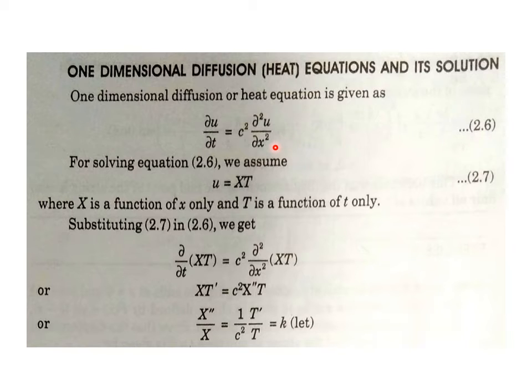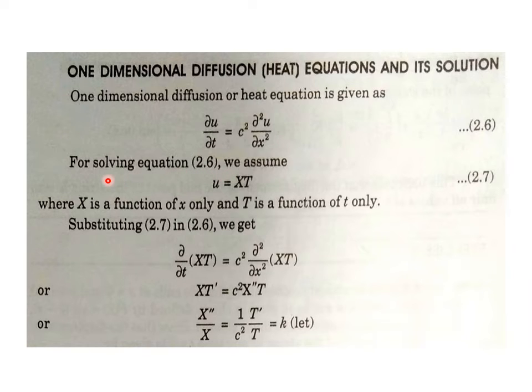If we want to know the basic difference between the wave and heat equations as far as the derivatives are concerned, then in place of del 2u by del t square in the wave equation, here we have del u by del t, which means a first order partial derivative in place of a second order partial derivative. Otherwise, the approach of the method of separation of variables is obviously the same kind of approach.